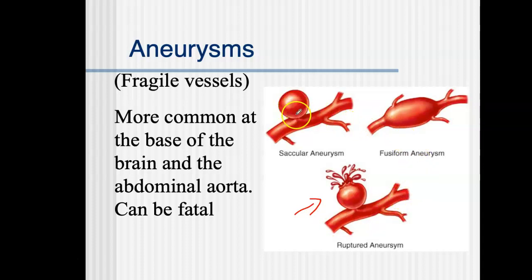This is called a saccular when it forms a little sac. This is called fusiform when it sort of expands on both ends, indeed like a water balloon, right? So these could happen at the base of the brain or at the abdominal aorta, which would be very tricky. That can be fatal if not caught, and it's not something that's easy to catch. If the person feels faint all of a sudden, drops, you don't know what's happening. You don't know that there's been internal bleeding. So that's what an aneurysm is.